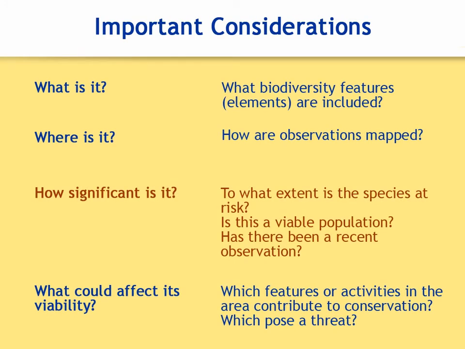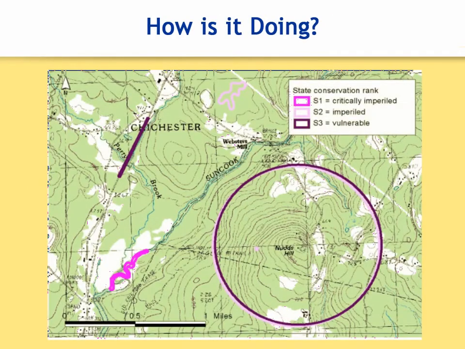We've looked at the what is it and where is it considerations in segment 2. Now let's look at relative importance or significance. In maps of NatureServe species, legends can of course be used to indicate conservation priorities. At the subnational level, in this example, the highest priority would be the brook floater mussel at the lower left, which is critically imperiled.